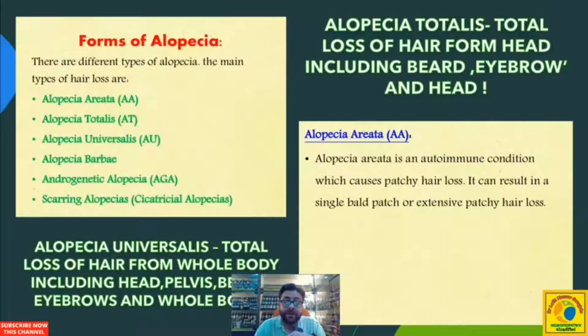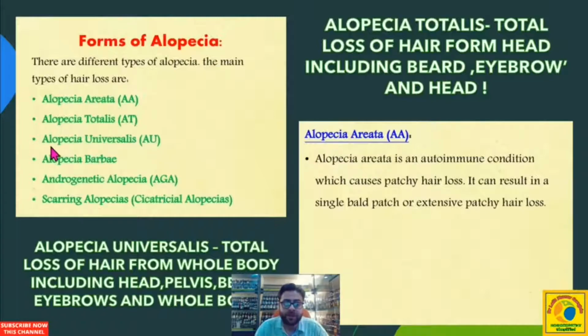Then there is another type of alopecia which is known as alopecia totalis. Here totalis reveals that whenever a person has complete hair loss on the head, that is known as alopecia totalis. These people lose their hair from their head, beard, mustache, and eyebrows, so they do not have a single hair on their head. So the total loss of hair from the head is known as alopecia totalis.